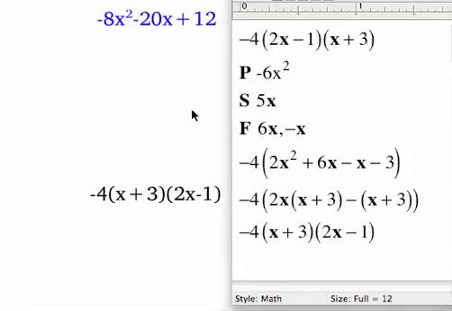But that's pretty much it. They both work. Remember the common factor. And always remember, if there's a negative term first, factor out that negative. It'll make life a little bit easier.